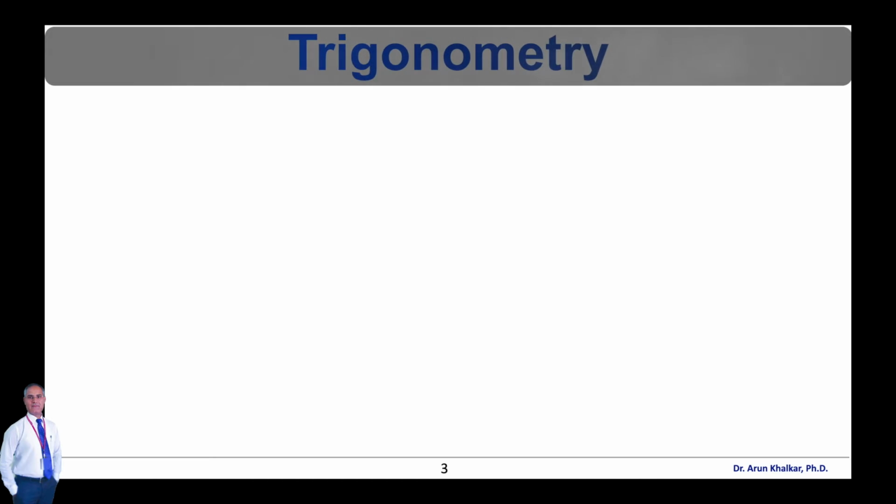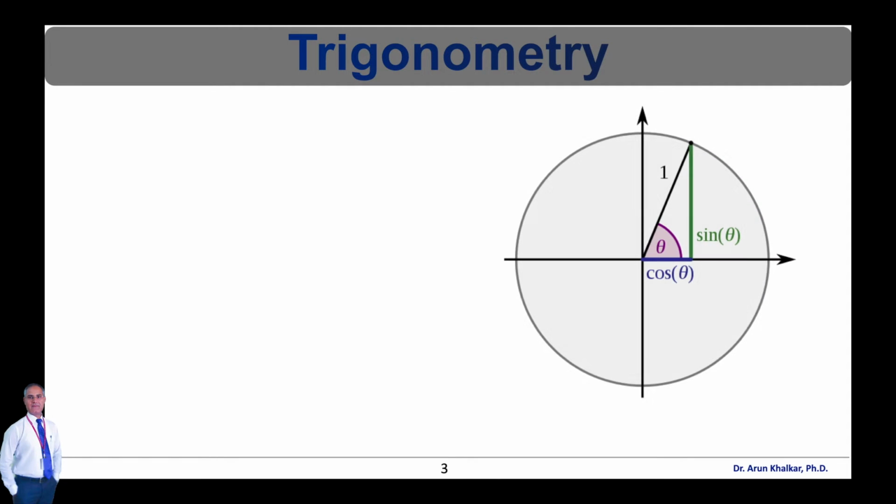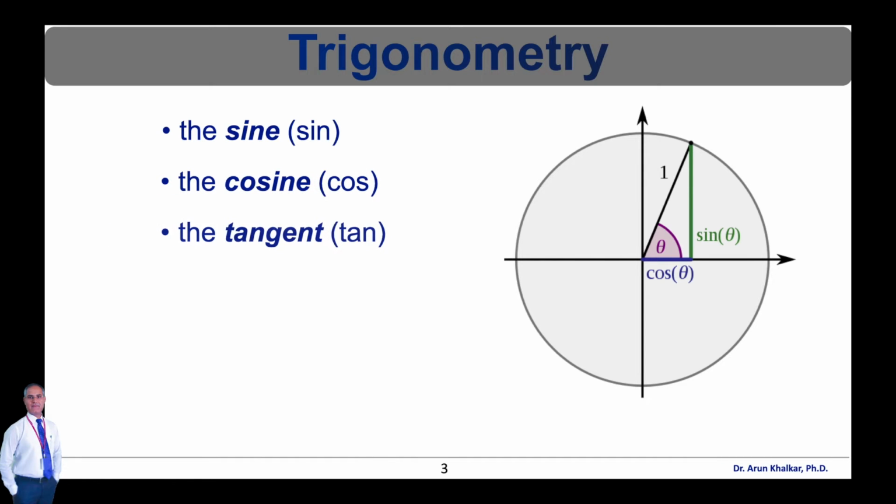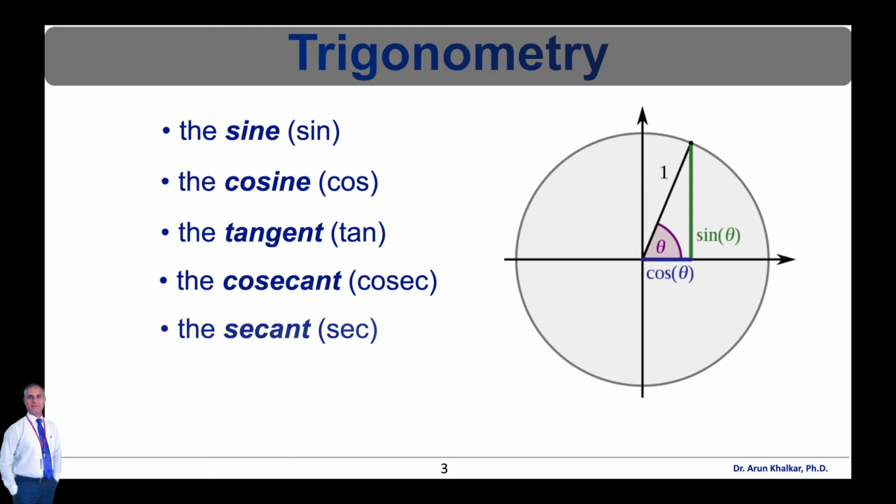In trigonometry, the trigonometric functions are real functions which relate an angle of a right angle triangle to ratios of two side lengths. As shown in this diagram, the most widely used trigonometric functions are the sine, the cosine, and the tangent, and their reciprocals are respectively the cosec, the sec, and the cot.